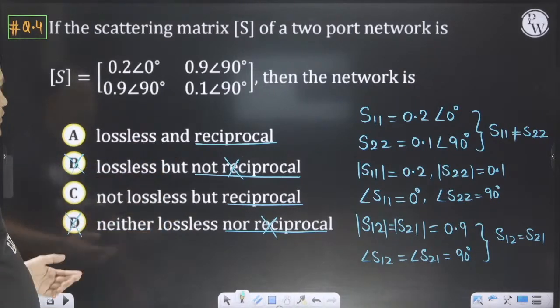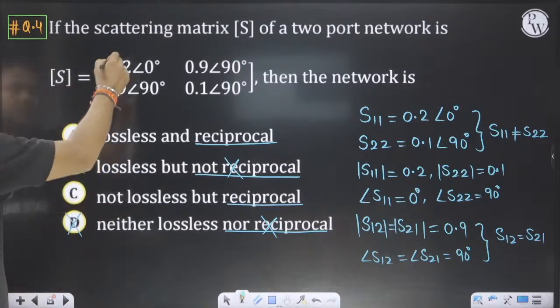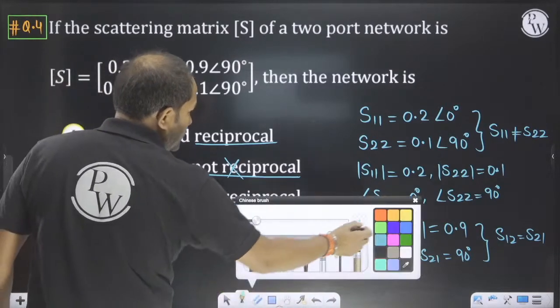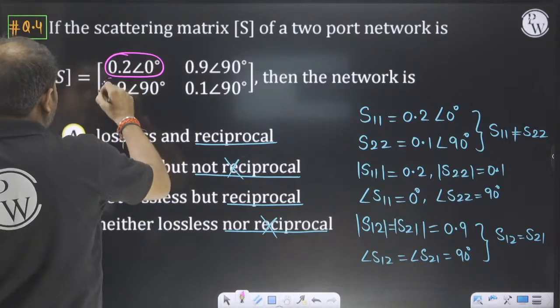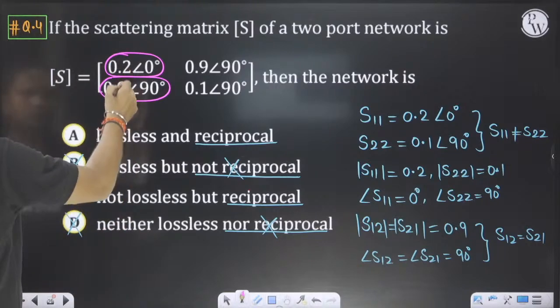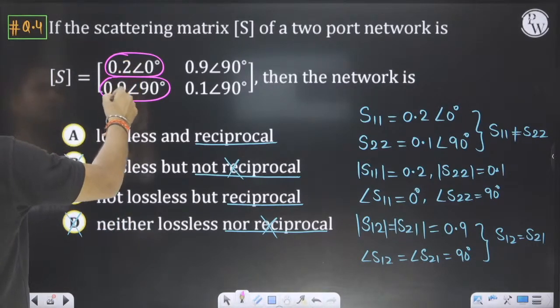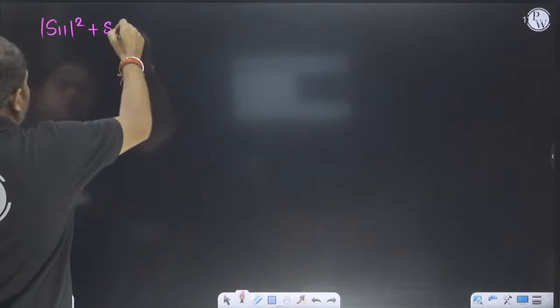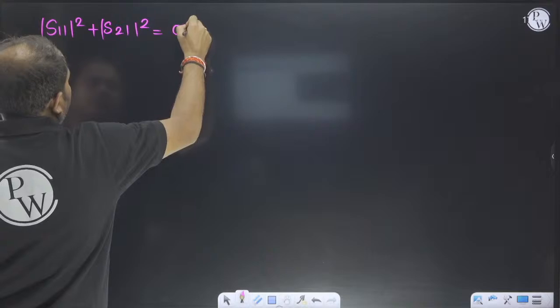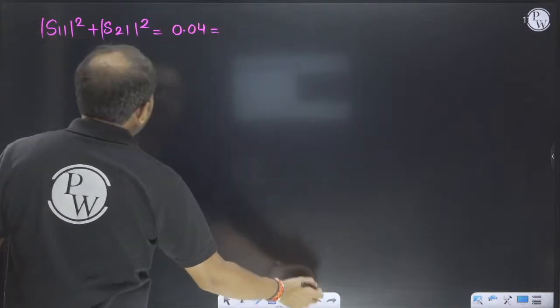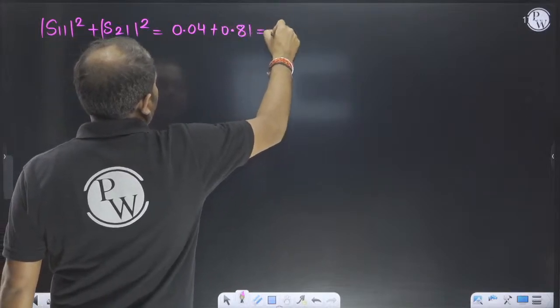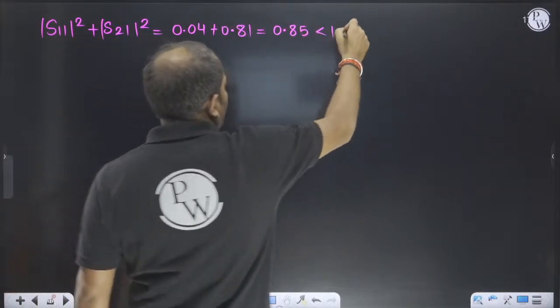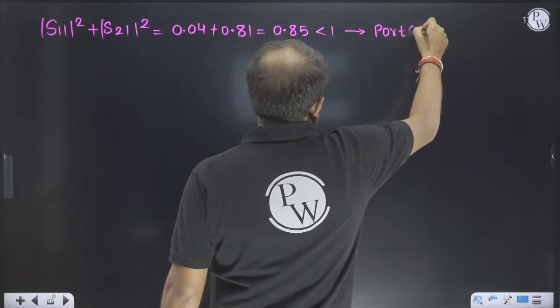It is reciprocal, and for lossless I have to check. So S11 and S12: mod S11 square plus mod S12 square should be equal to 1. This square is 0.04 and this square is 0.81. For port 1, it will be 0.04 plus 0.81, so it will be 0.85, which is less than 1. So port 1 is lossy. It is not lossless.